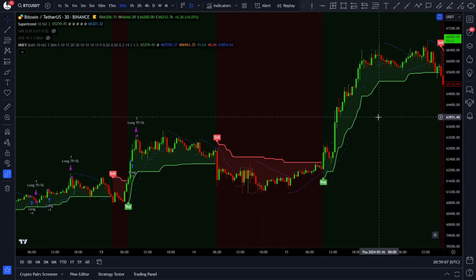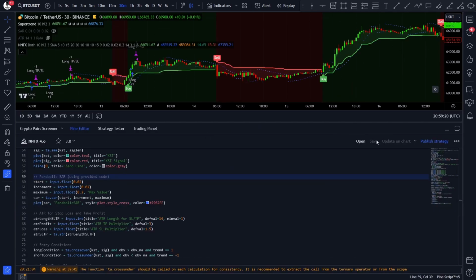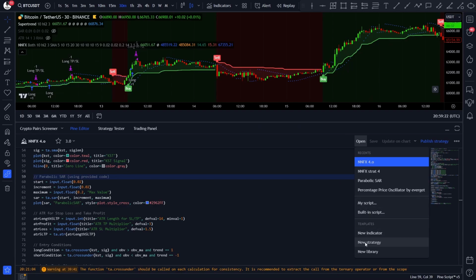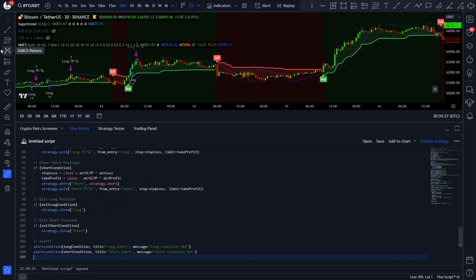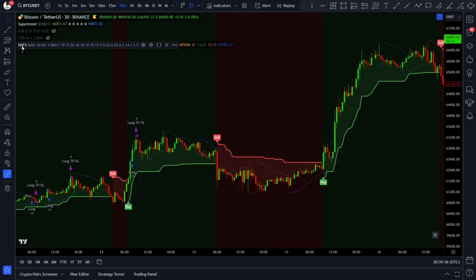I've put a Google Drive link down in the description and down in the comments where you can download the full Pine Script for free. Once you got that, copy the full Pine Script code, then head over to Pine Editor, click on Open, then use Strategy, highlight everything here, and paste the script there. Finally, click on Add to Chart. If you've done that correctly, you should see the strategy right here.